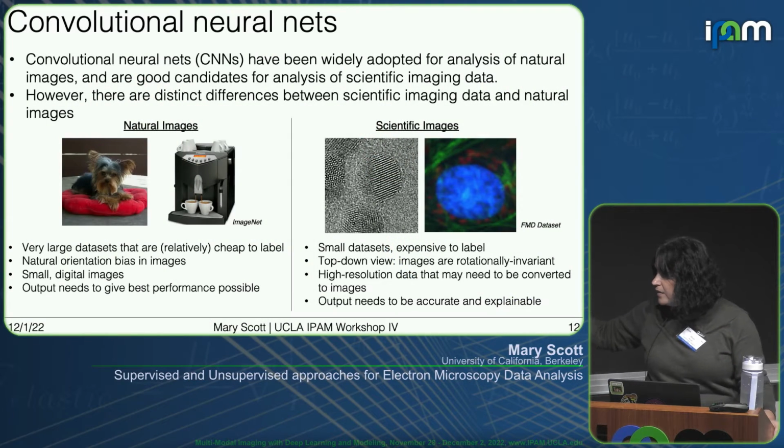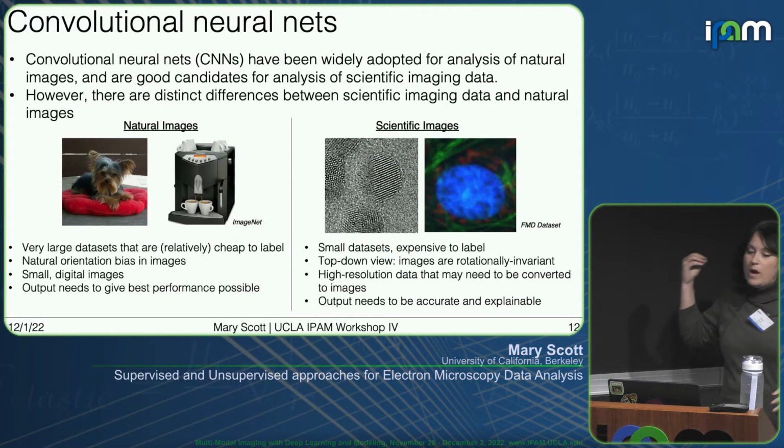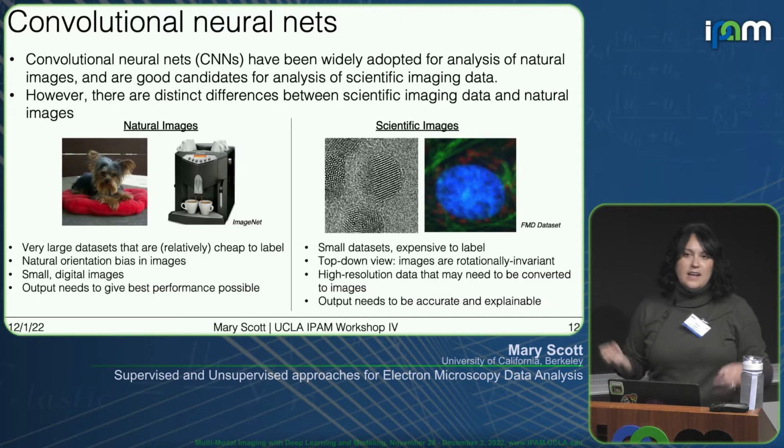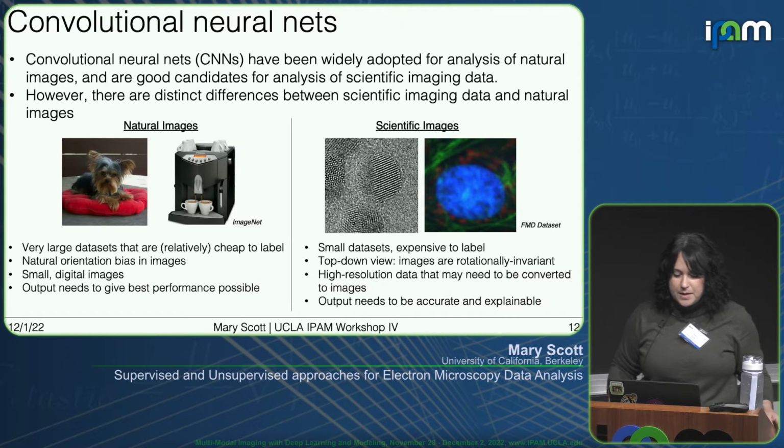The difference between natural images and scientific data is that often the scientific images are smaller, our data sets are smaller, and they're expensive to label because they might be more difficult to take, more difficult to interpret, and the training required for an individual to say that is a nanoparticle and that is background is much higher and more uncommon than for a person to identify a stop sign.